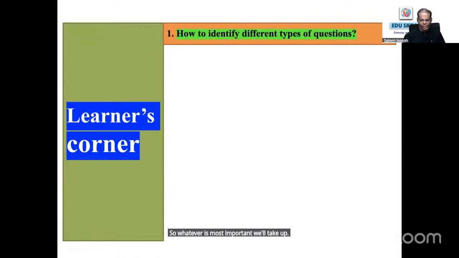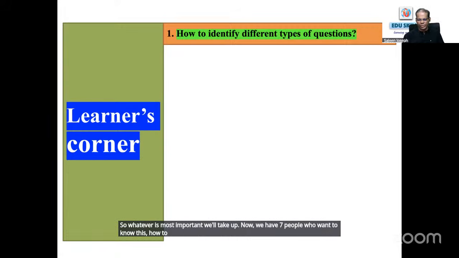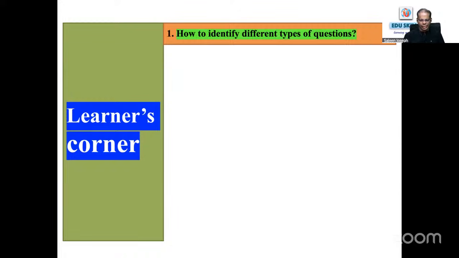Now we have 7 people who want to know how to identify different types of questions. Others who know, you can just type in Y, or send 1 heart, if you know already how to identify different types of questions. Yeah, 9 C's. We are nearly 45, 50 here.